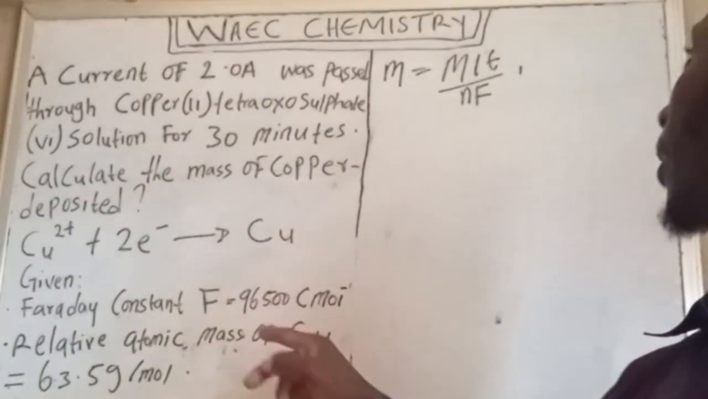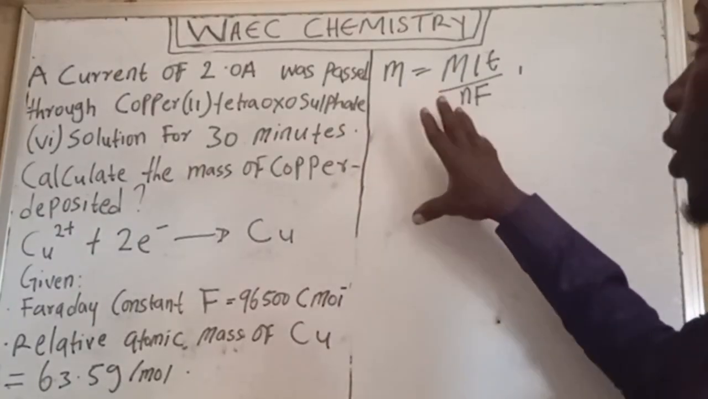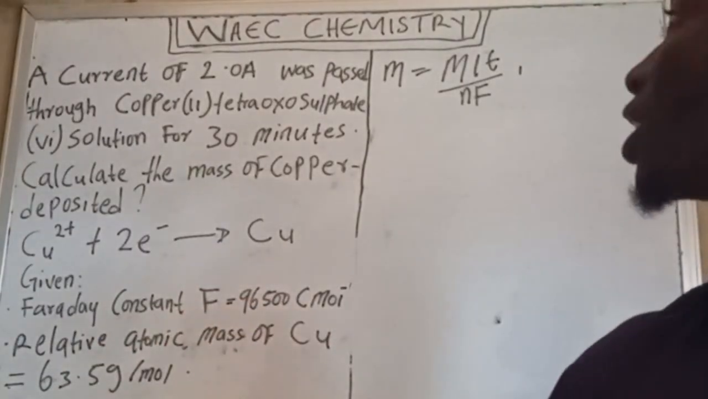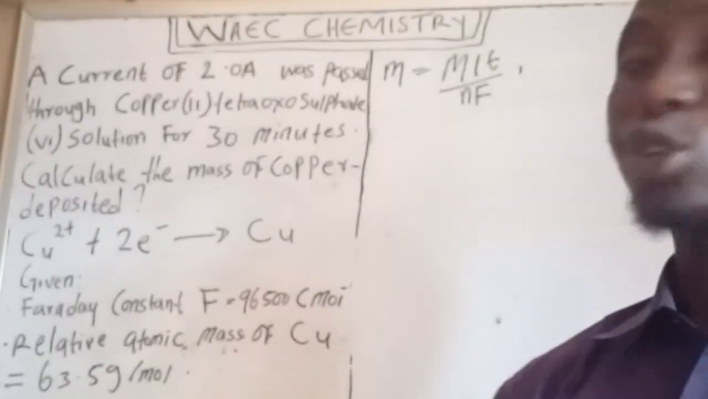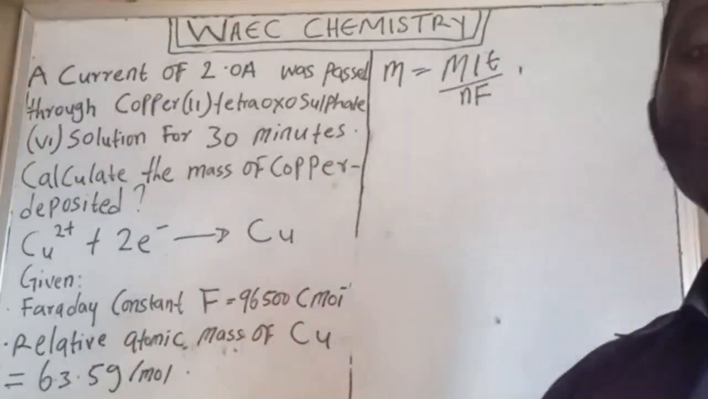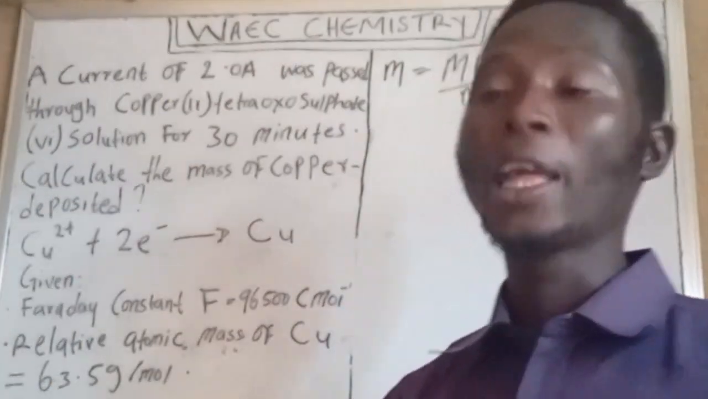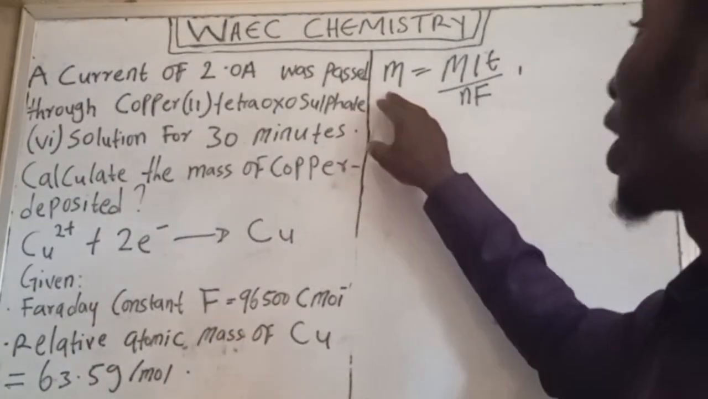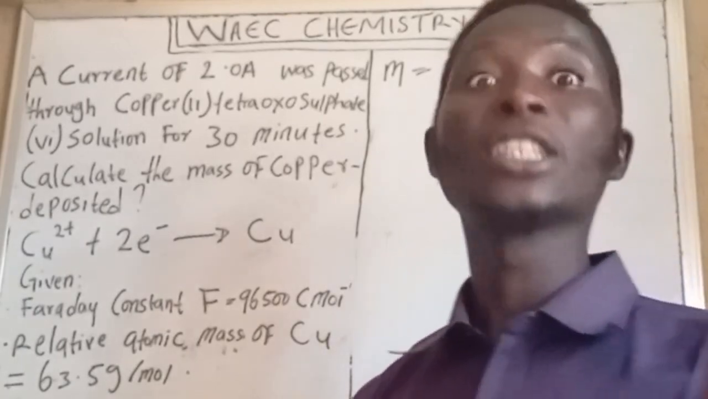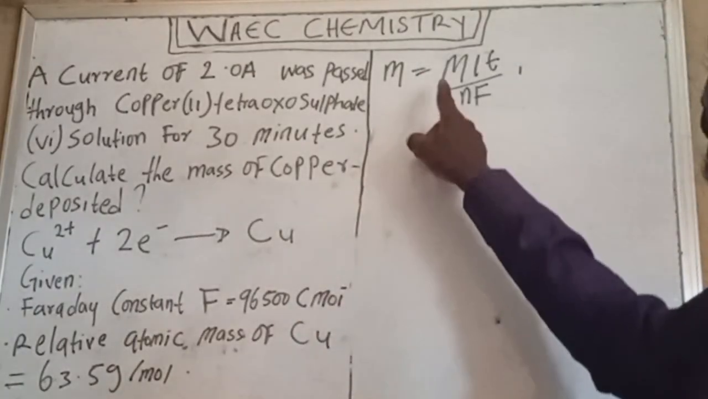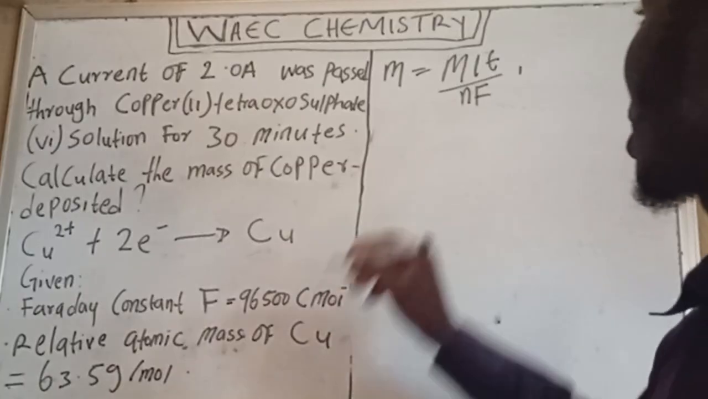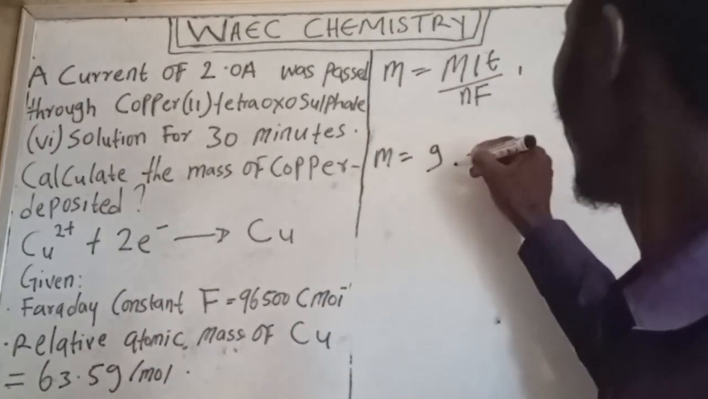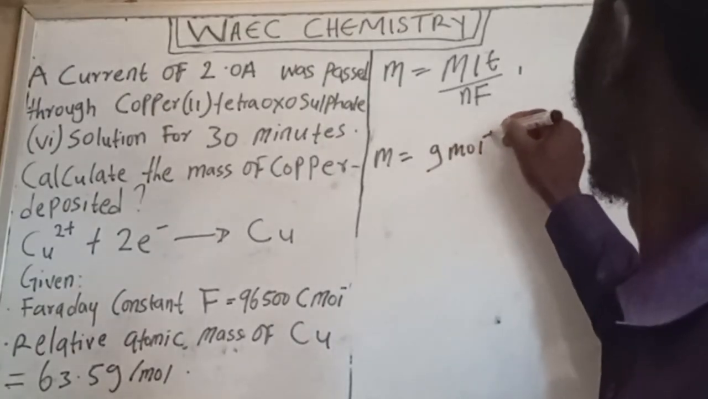From this question, you see that the units of this formula will enable you to know whether your mass is actually correct or not. And the unit will enable you to know whether there is a conversion in the question or not. So now we are going to use the formula to know whether truly mass is measured in gram. Let's substitute units into our formula. Molar mass is measured in gram per mole. So m is equal to gram per mole.